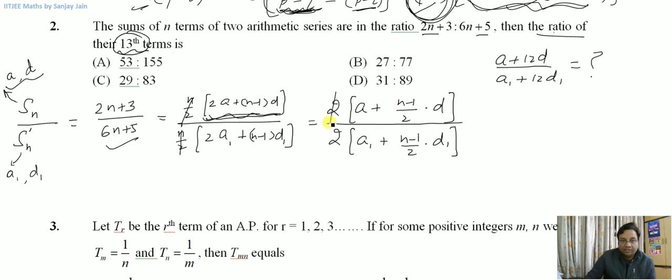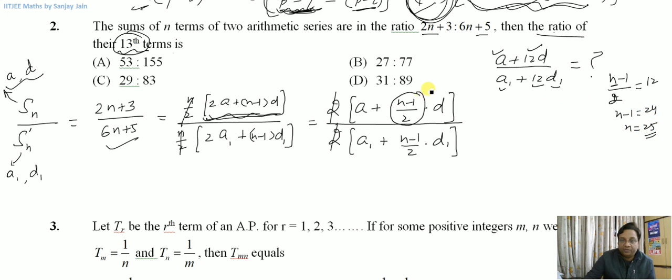This 2 again can be cancelled. What I need is a plus 12d and A1 plus 12 D1. So I need 12 here, right? I need 12 in place of n minus 1 by 2. So what do I need in place of n? Obviously, I'll need n equal to 25.